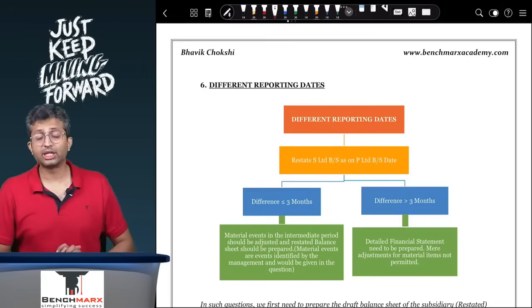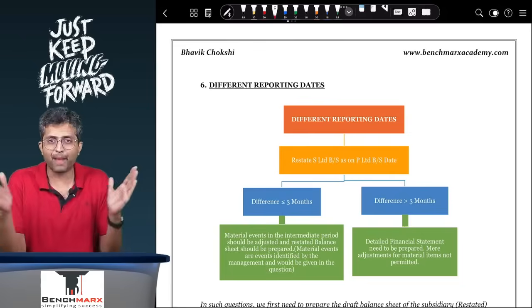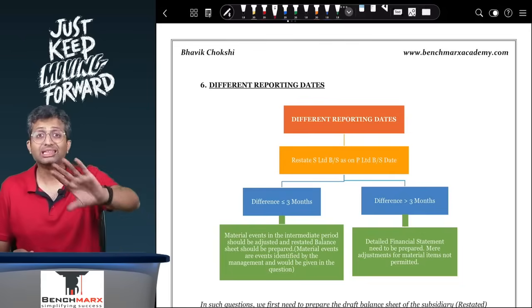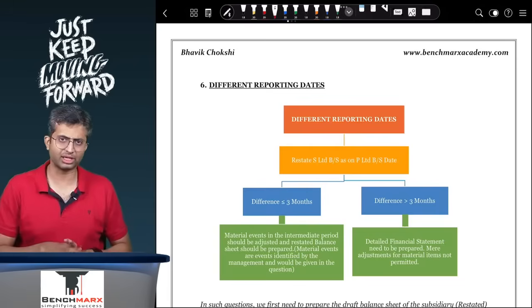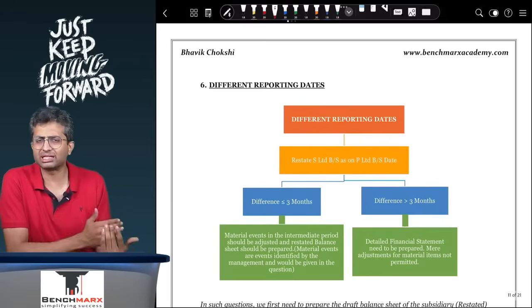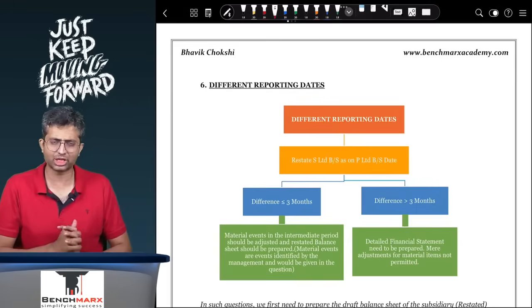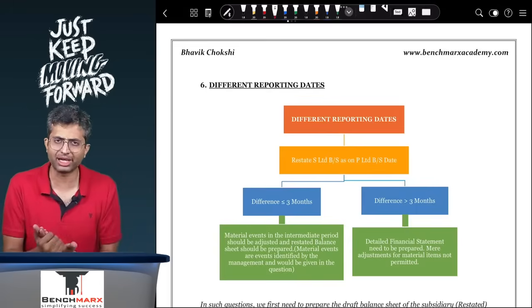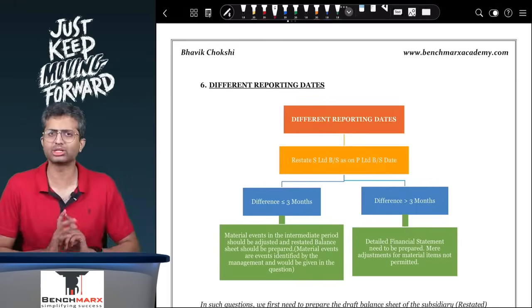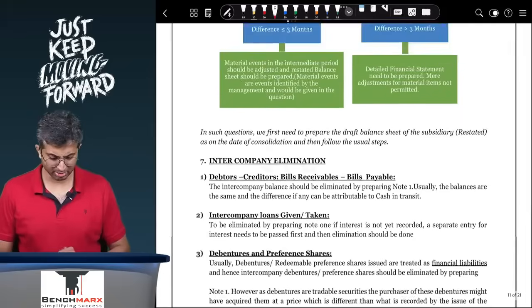When we look at different reporting dates, over here, if the reporting gap is more than 3 months, then you will have to redraft the entire subsidiary's financial statements. However, if the gap is 3 or less than 3 months, then you can make only material adjustments. What is material will be decided by the management, and prepare a restated balance sheet and consolidate based on the same date. The gap over here is 3 months.